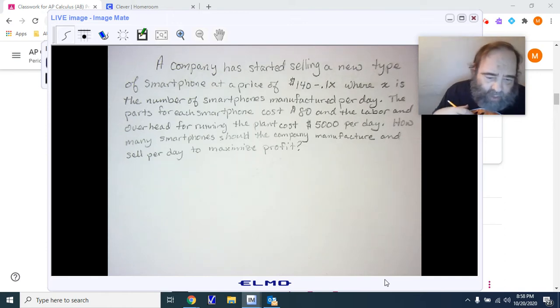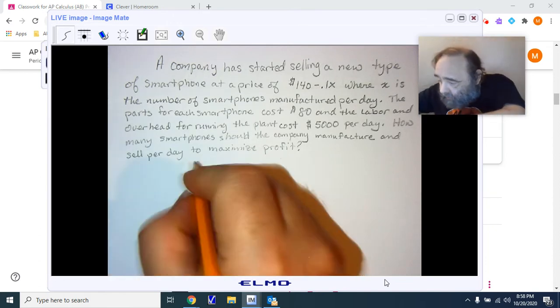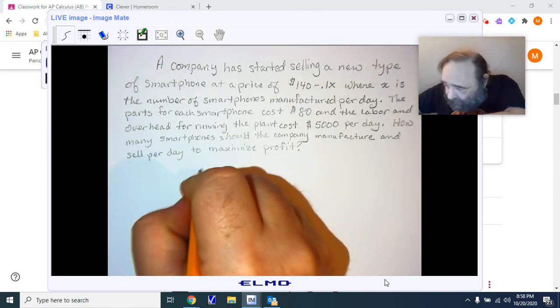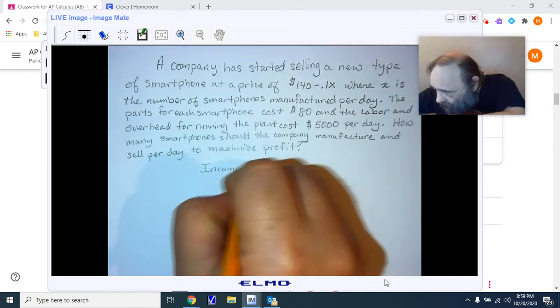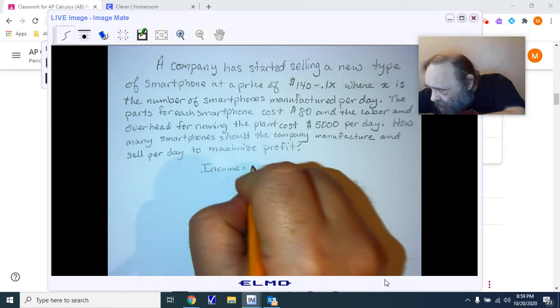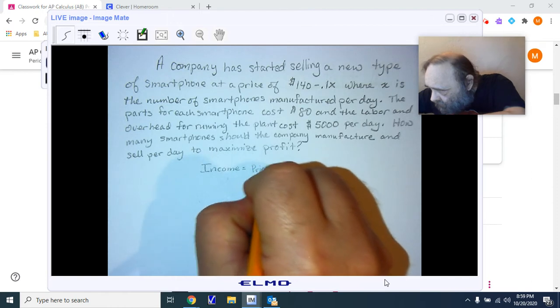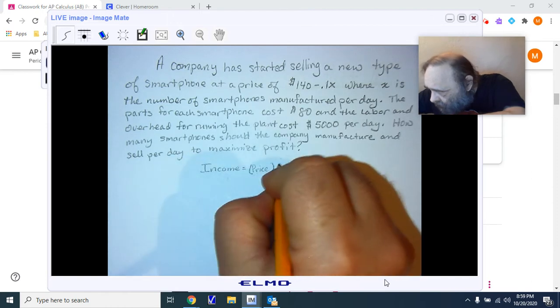Now, keep in mind that there are certain formulas that we know. Right? We know, for example, that income is going to be the price times the amount sold.